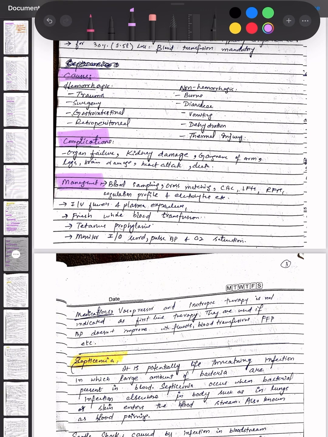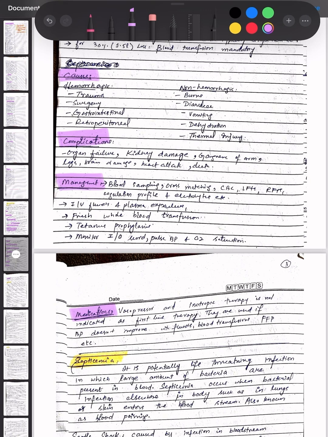Intravenous fluids and plasma expanders, fresh whole blood transfusion, tetanus prophylaxis, and monitoring of input and output record, pulse, BP and oxygen saturation. What are the medications which we can use? These are vasopressors, and inotropic therapy is not indicated as first line therapy. They are used if BP does not improve with fluids, blood transfusions, etc.